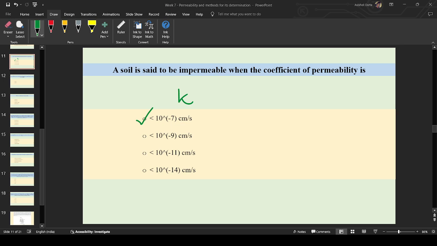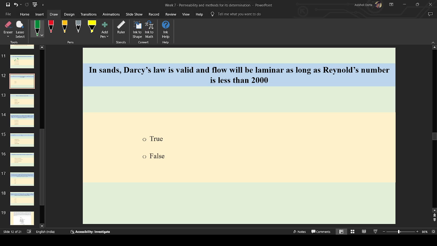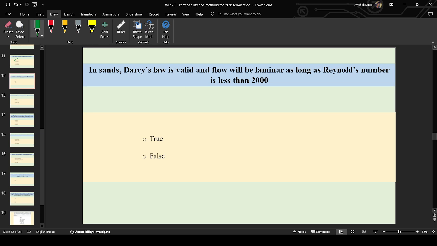Next question. Darcy's law is valid and flow will be laminar as long as Reynolds number is less than 2000. Is this statement true or false? False. So what should be the value of Reynolds number? What is the maximum value of Reynolds number for laminar flow in sands?